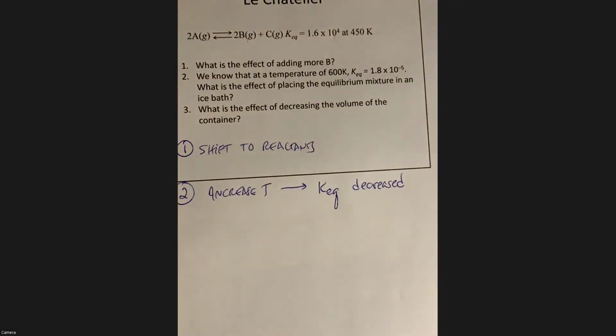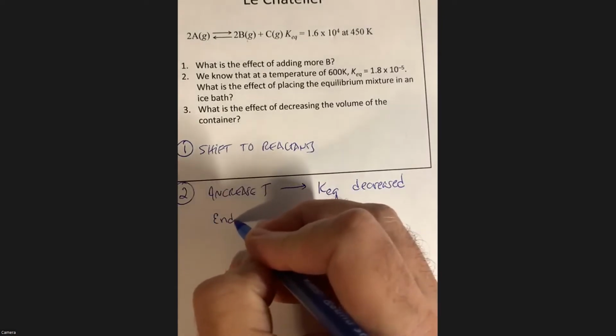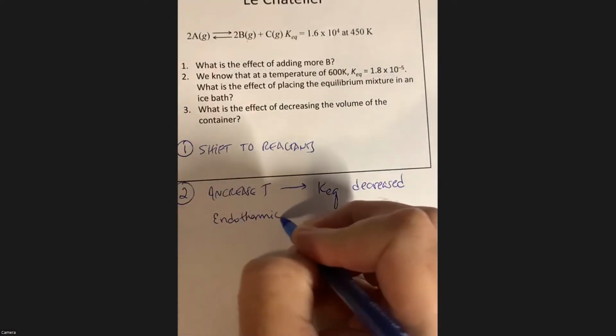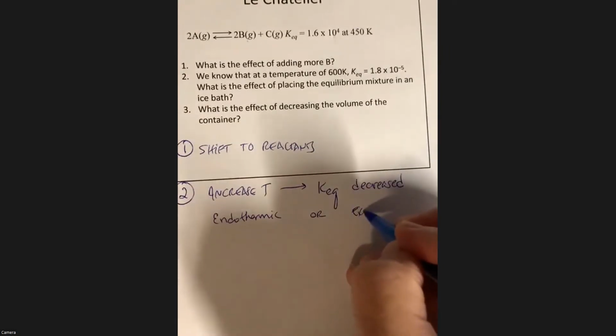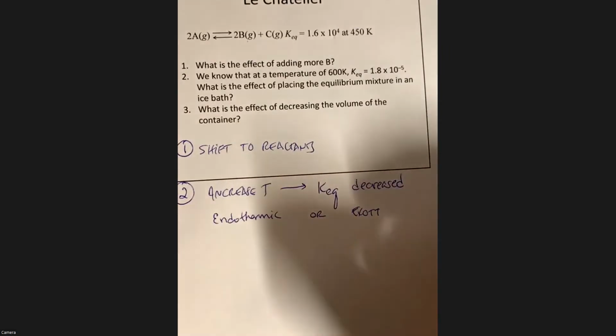And remember we said that the equilibrium constant is sensitive to temperature, right? In other words, if you change the temperature, you change the equilibrium constant. Now, the question is, what kind of information do we get from knowing that when you increase temperature, the K equilibrium decreased? So the question is going to be, was this endothermic or exothermic?